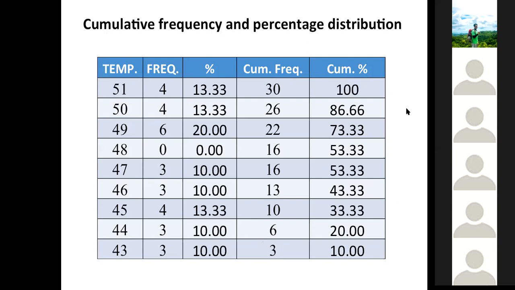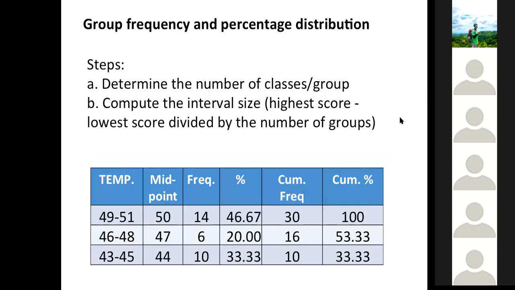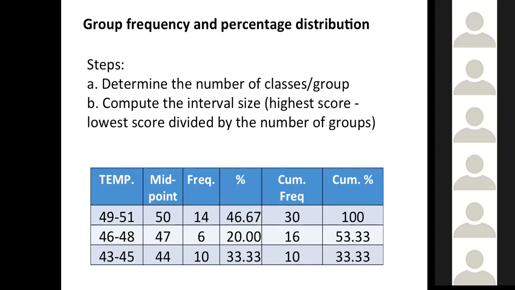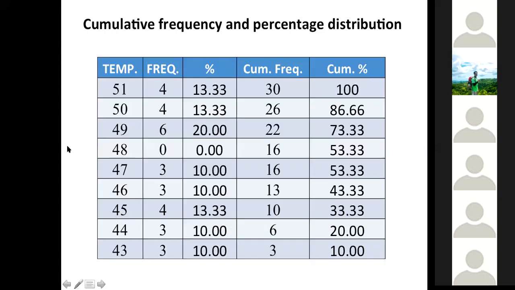Okay, next, because once again, when we have a lot of individual numbers, the table will be very long. Usually we make it simpler by using what we call the group frequency, meaning that the scores are grouped together. It depends on us how many groups we want. For example, here we want 3 groups.